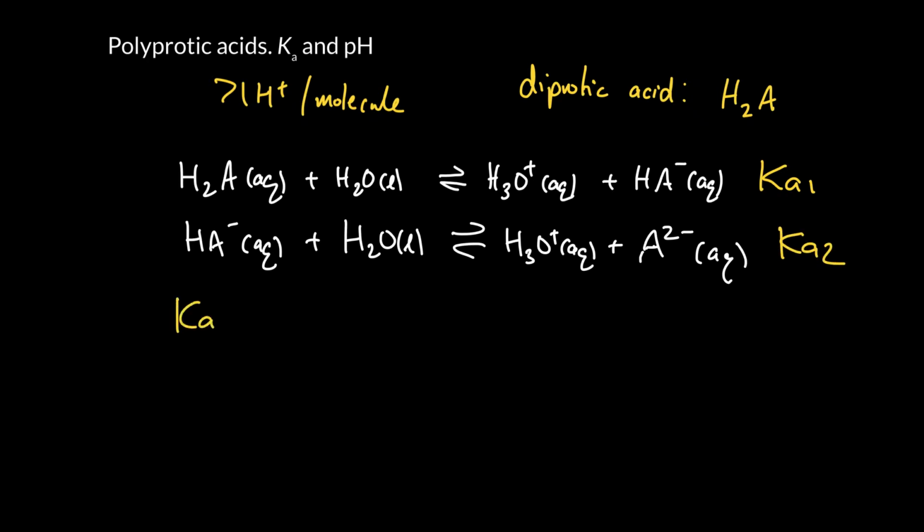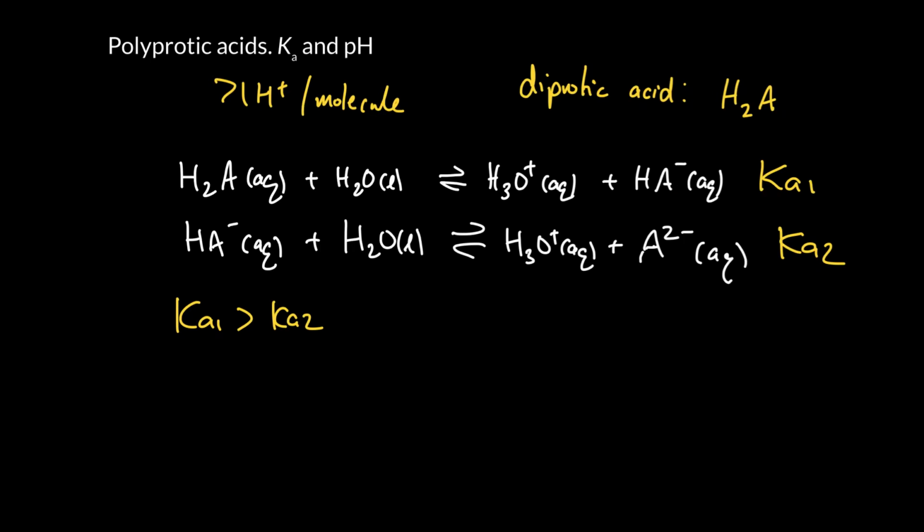And in general, Ka1 is much bigger than Ka2, normally by about 3 orders of magnitude, because every time you lose a proton, you create a negative charge, and pulling another proton away from a more and more negatively charged species just gets harder and harder and harder.